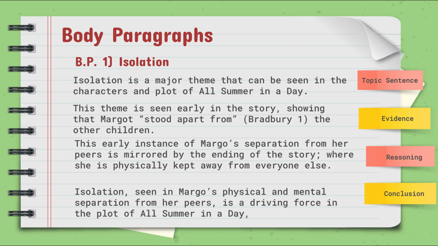So, and our reasoning is, "This early instance of Margot's separation from her peers is mirrored by the ending of the story, where she is physically kept away from everyone else." And this is where we talk about plot. So this is just going into more depth of why this quote supports our claim that isolation can be seen in this story. And then our conclusion, restating that isolation, "seen in Margot's physical and mental separation from her peers, is a driving force in the plot of All Summer in a Day." So you can see how that looks a lot like our topic sentence. And it's just basically restating our claim.